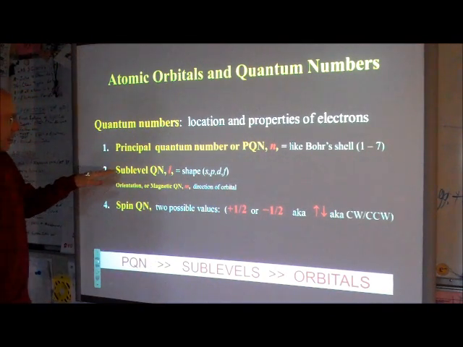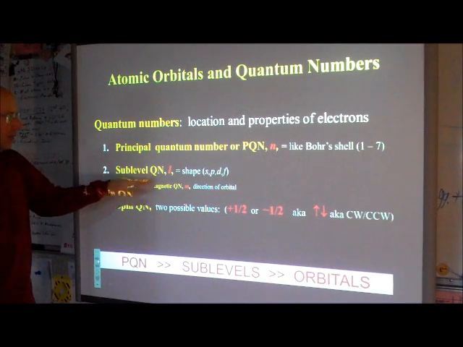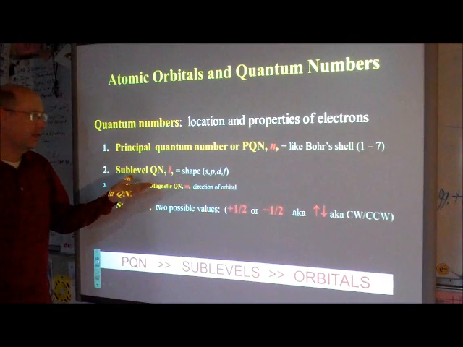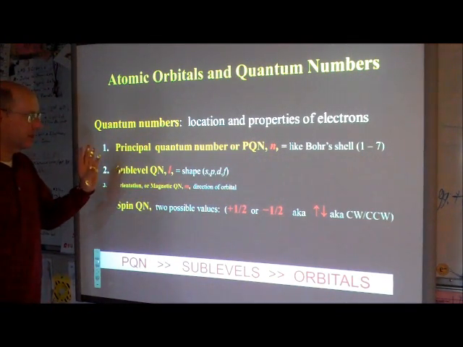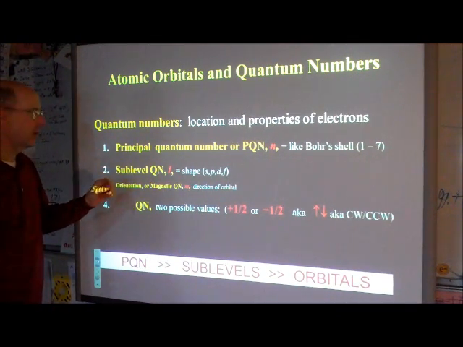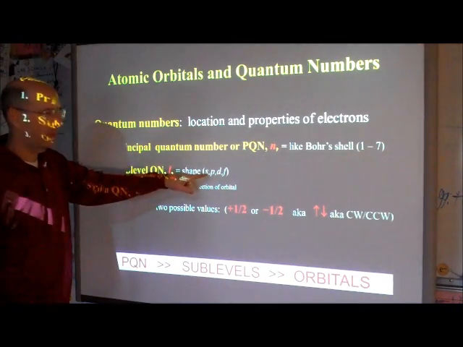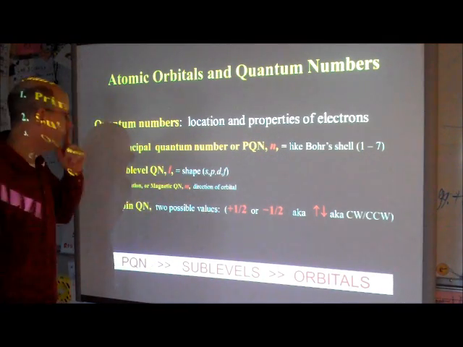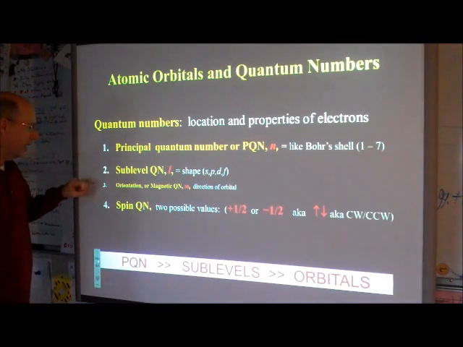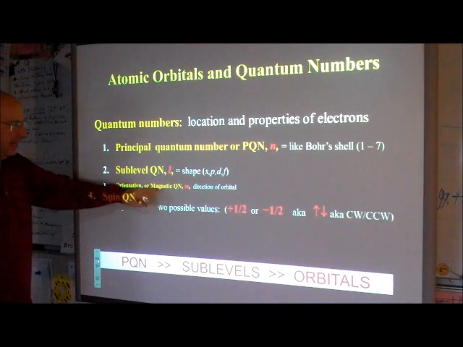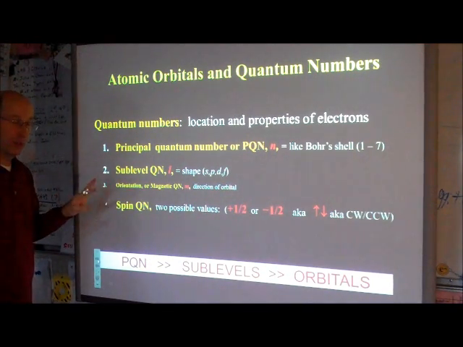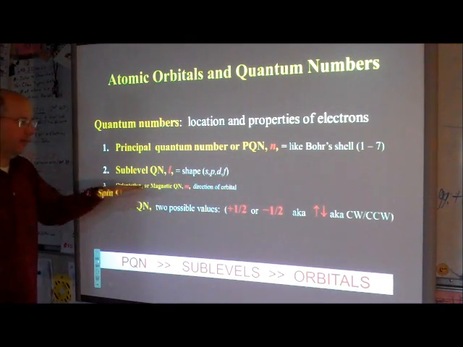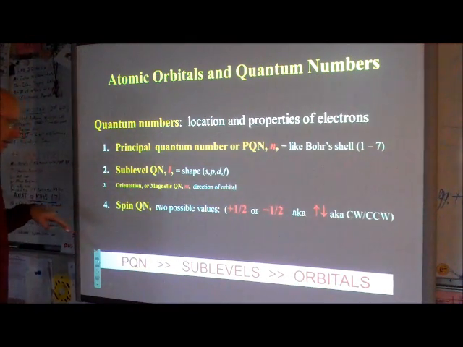Second thing is the sublevel quantum number, which is sometimes given the letter L, and this refers to the shape of the locations where electrons are found. These are the things that are called S's and P's and D's and F's, rather than A, B, C, and D's. So S, P, D, and F sublevels. Number 3, there's the orientation or magnetic quantum number, which describes the direction, and we won't really discuss that in class. You can write it down if you wish, but you won't have to know that for a test.